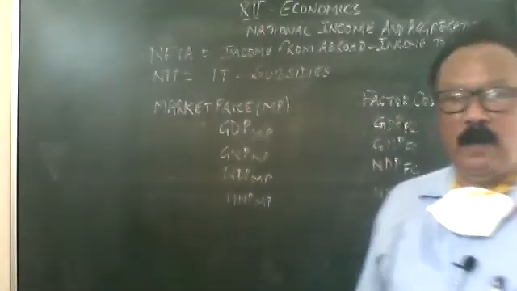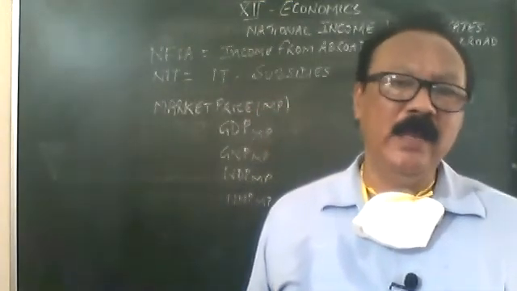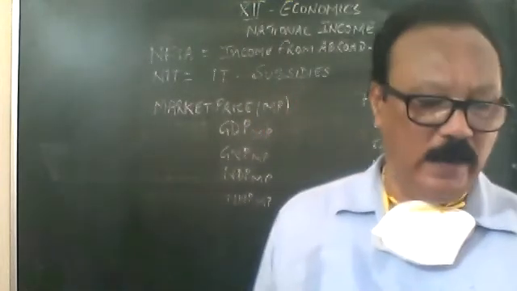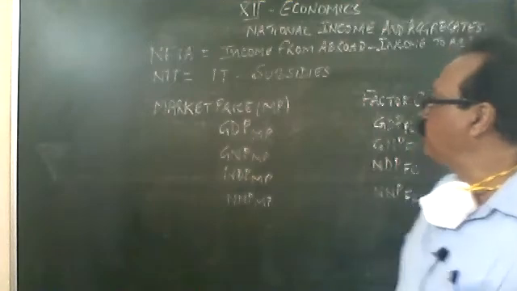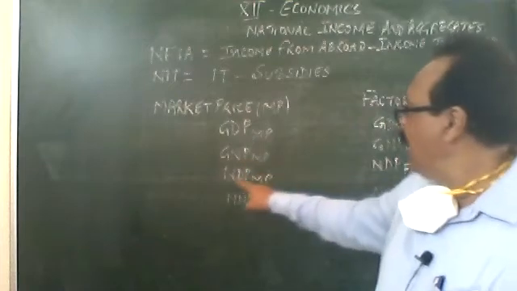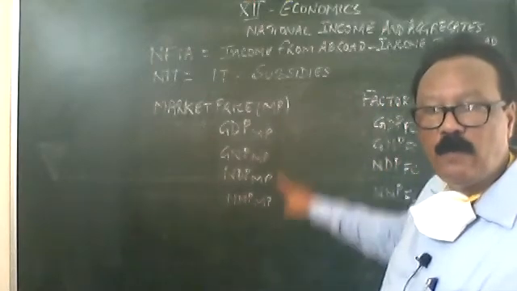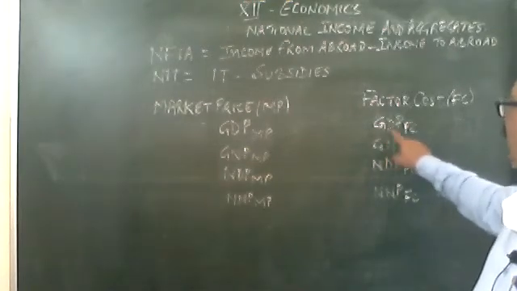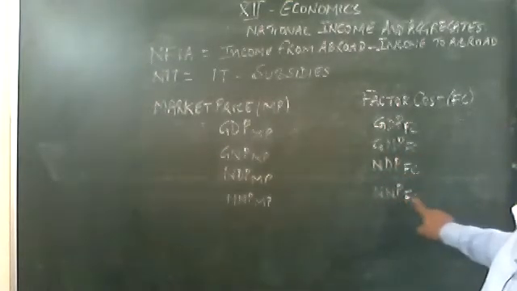Now we come to the very important part of today's class, the aggregates of national income. Now there are many aggregates, children, in national income, but in our syllabus in class 12, we are only limited to 8 aggregates. 4 in the market price and 4 in the factor cost. The 4 in the market price would be calculating GDP at market price, GNP at market price, NDP at market price, and NNP at market price. The same 4 will be calculated from factor cost. That is GDP at factor cost, GNP at factor cost, NDP at factor cost, NNP at factor cost.